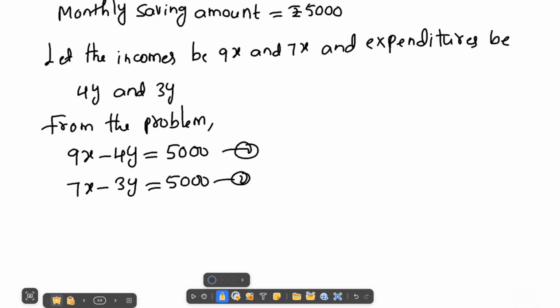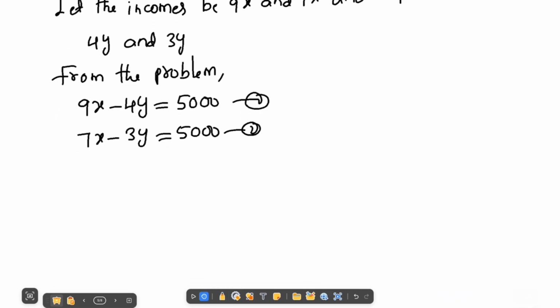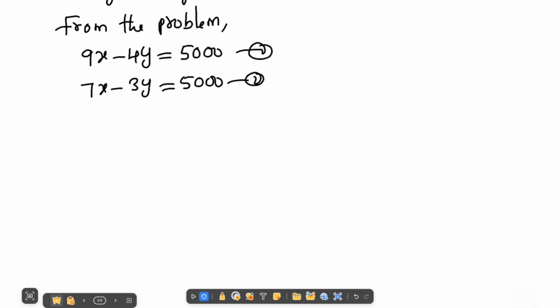Let's solve it by the elimination method. Let's eliminate y because we have to find the incomes. That means we have to find the highest common factor of income, so we have to find the x value. To find the x value, let's eliminate y. To eliminate y, we have to make the y coefficients equal, right? See here, the y coefficients are 4 and 3. What is the LCM of 4 and 3? 12. So let's make them both equal to 12.